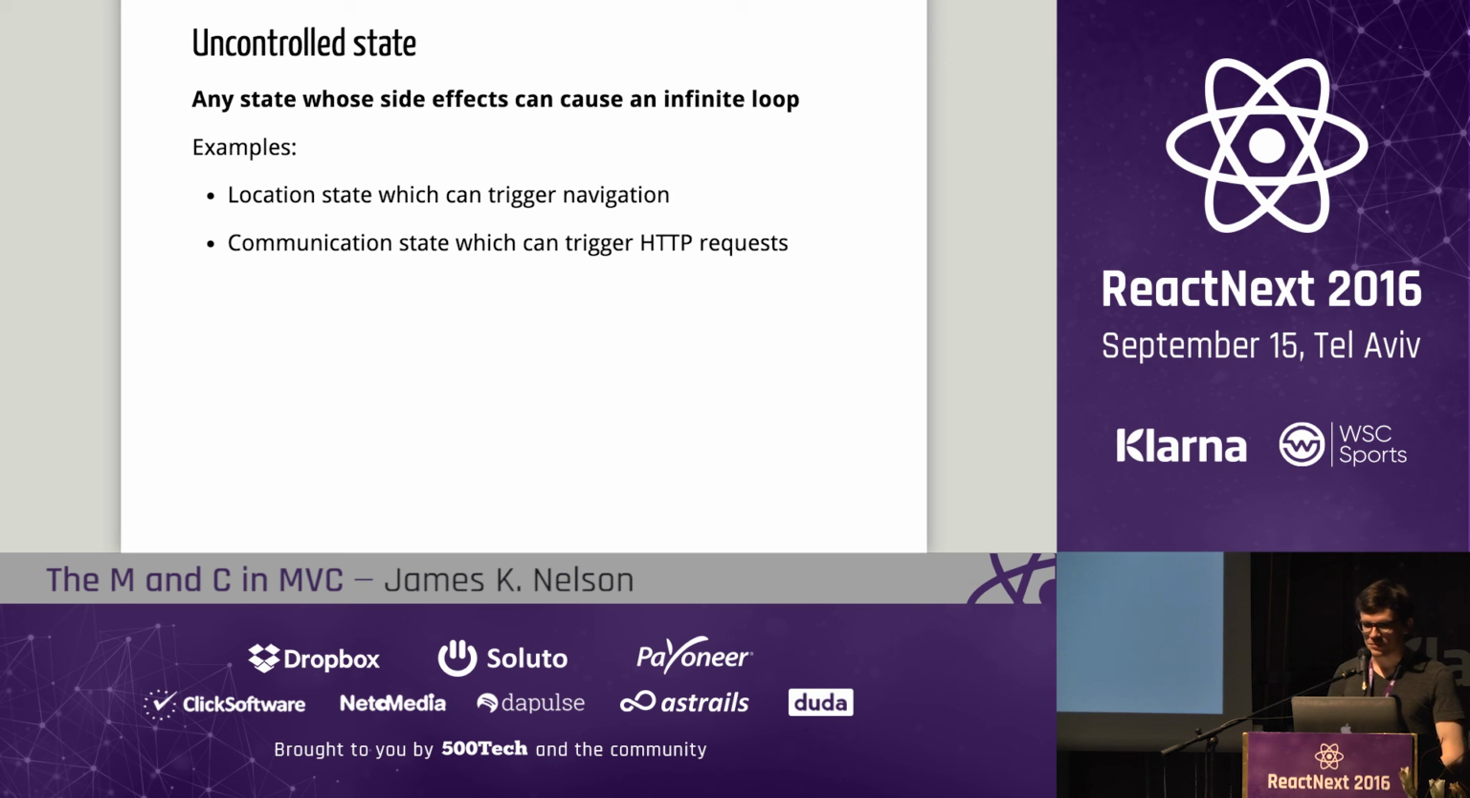For example, if your location state can change because someone has navigated, like it does with a redirect, if you're not careful, then that's uncontrolled state. And if you can cause HTTP requests when your communication state changes, so if you have a queue of different things to fetch, or if you fetch automatically when the data changes, or the communication changes, sorry, then that is uncontrolled state.